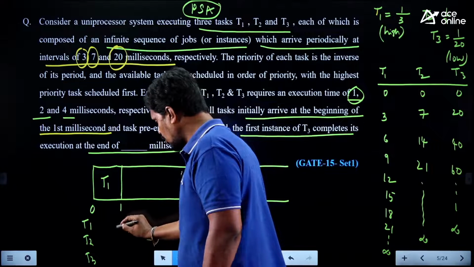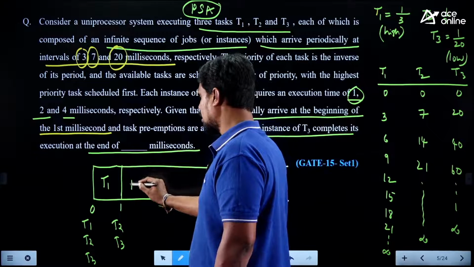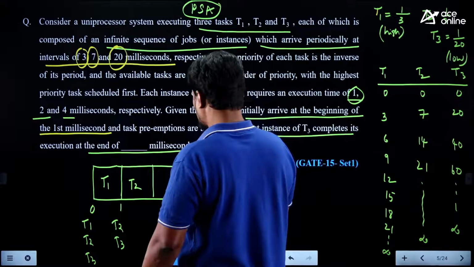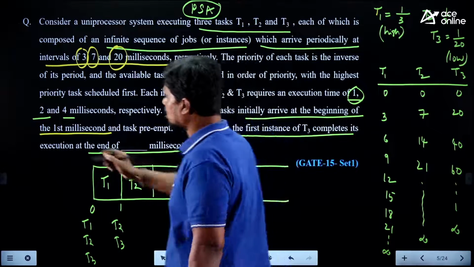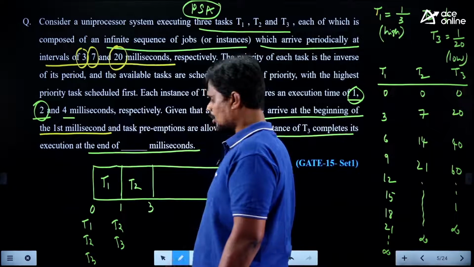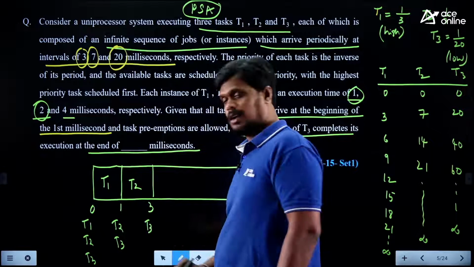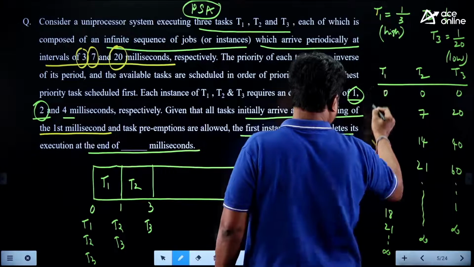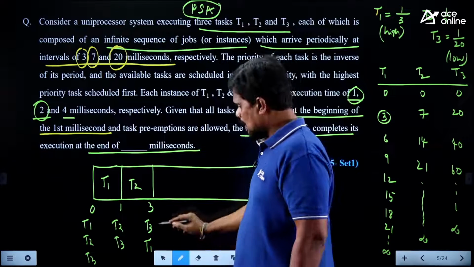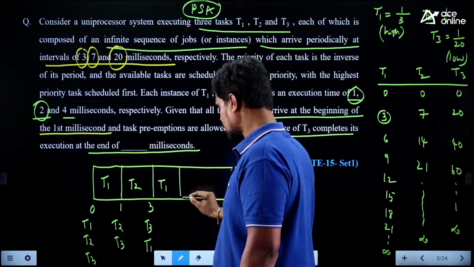Then at 1, in the ready queue you have T2 and T3. Among these 2, as T2 has high priority, T2 will be handed over to the CPU, and for every instance T2 executes 2 milliseconds, so from 1 to 3. After T1 and T2 get executed, only T3 remains in the ready queue. But unfortunately, T1 appears again at 3. Among T3 and T1, T1 has high priority, so T1 will start its execution again and run till 4.